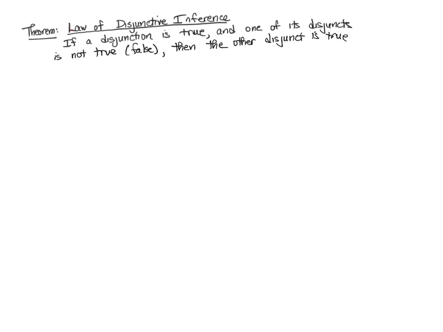And we write this symbolically by writing P or Q and not P. That means the first disjunct is not true. Therefore, and remember, whatever goes underneath this line is a conclusion, Q. We also have P or Q, and the second disjunct is not true. We can conclude the other disjunct is true. So the law of disjunctive inference has two cases.